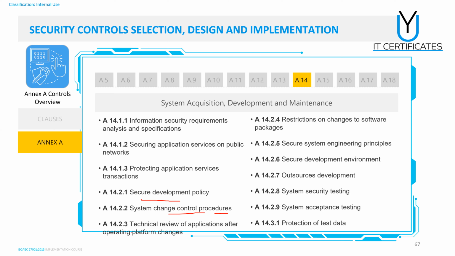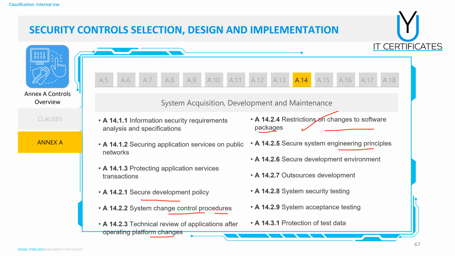Technical review of applications after operating platform changes. Of course, this is very important. After you have any operating system or operating platform changes, you have to review the application to see if it's running properly or not. If there are any changes in the operating environment, you have to make sure that the applications run securely, and that these changes in the operating platform do not affect the applications and their features and mainly the security. Restrictions on change to software packages. Again, it's covered in the change management.